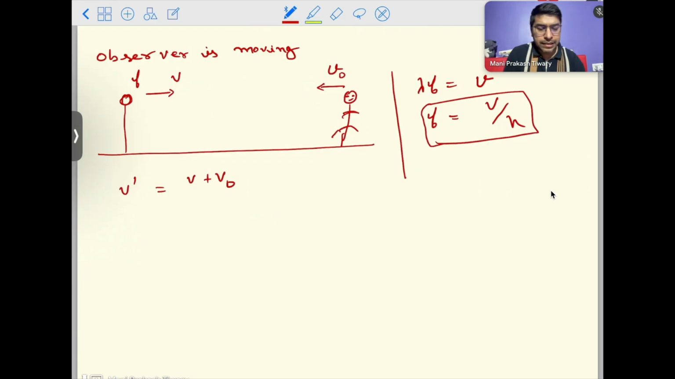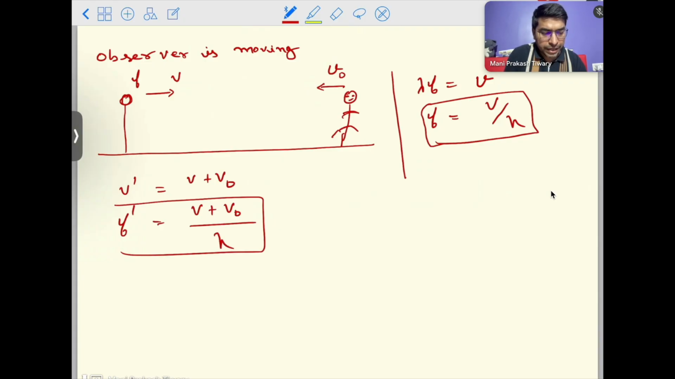So now come back to here. If V dash is equal to V plus V naught, right? So we can write the changed frequency is equal to V plus V naught divided by wavelength. Clear? And when the observer was not moving, what will be the frequency he observes? V by lambda. Clear? So suppose this is equation 1, this is equation 2.